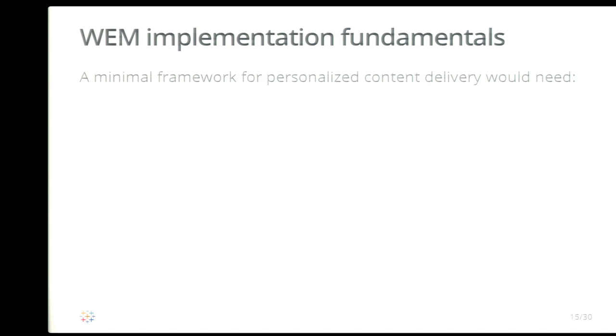So let's think hypothetically what it would take to actually build something like that on Drupal right now. At a minimum, we would need some kind of mechanism to customize the way that content is delivered. We would need some kind of mechanism to determine who a person is and what kind of person they are. And then we would also need some kind of mechanism to analyze the personalization process. We need to measure what we do.